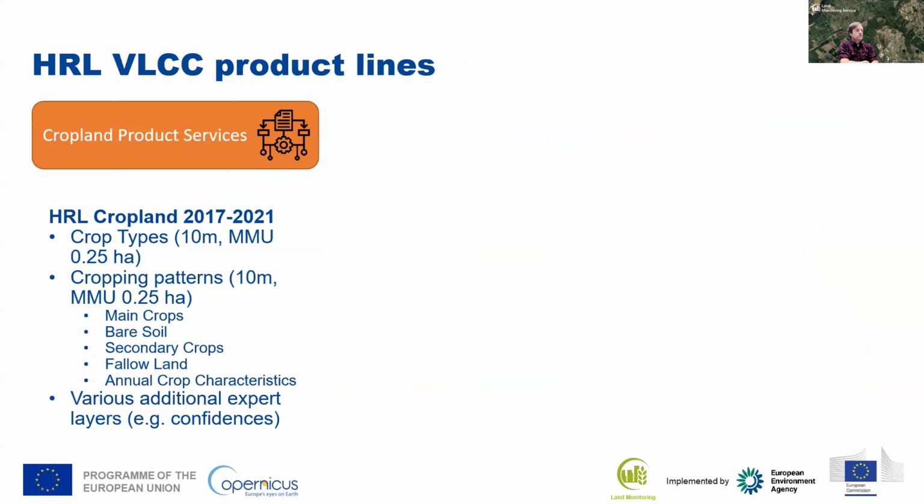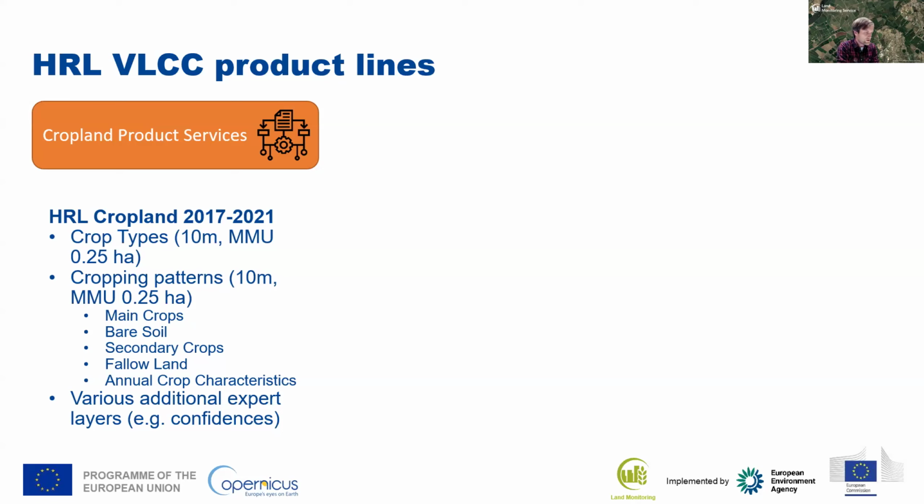Now, to give a short overview of the full product suite of the HRL-VLCC products. At first we have the cropland products, which are new in this HRL iteration, and here the main status layers are the crop type status layers in a 10 meter spatial resolution with a minimum mapping unit of 0.25 hectare. This product consists of 17 classes mapping the specific crop grown in these specific areas.